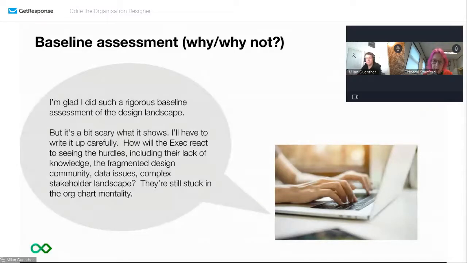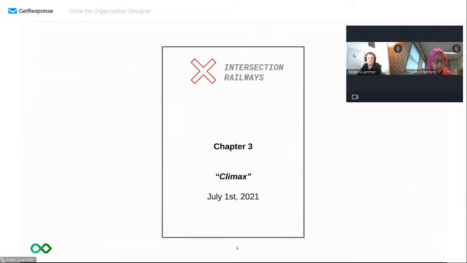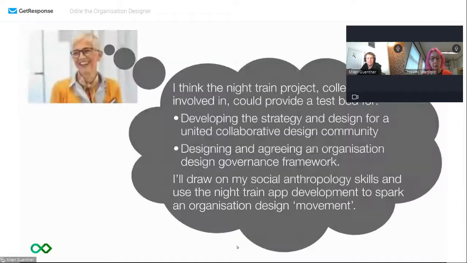Okay, so now she does something and we move into the next phase. So she writes up her report, and we'll see how she's done it. And we move into the climax. Now, the next stage is she has to think about how is she going to get this across to the organizational executive team in a way that they think, aha, yeah, she's talking sense here.